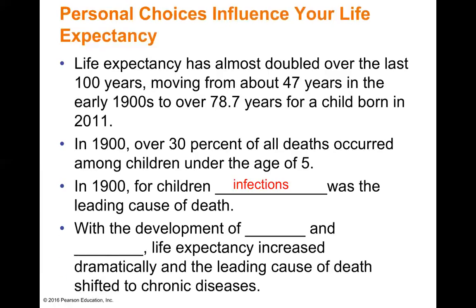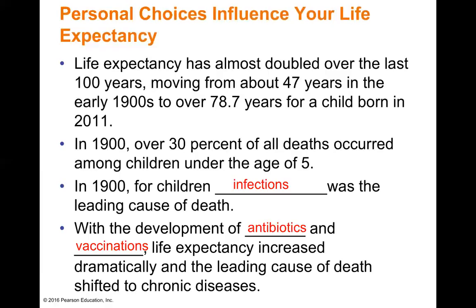With the development of what and what, life expectancy increased dramatically and the leading cause of death shifted to chronic. Chronic being diabetes, heart disease, things like that. Chronic is like an ongoing, not curable, something that's ongoing. So what do you think it is? Let's see if you can get it. Antibiotics, big, huge. Although we're starting to get antibacterial resistance. But that's another story, another day. But antibiotics, big. And vaccinations.